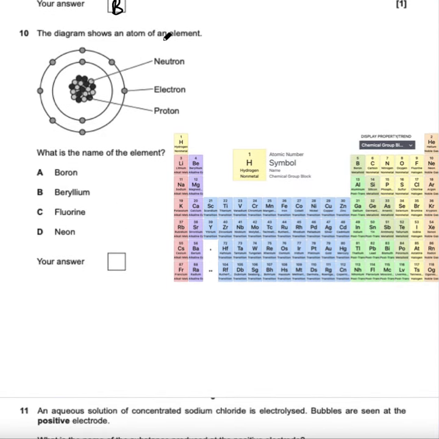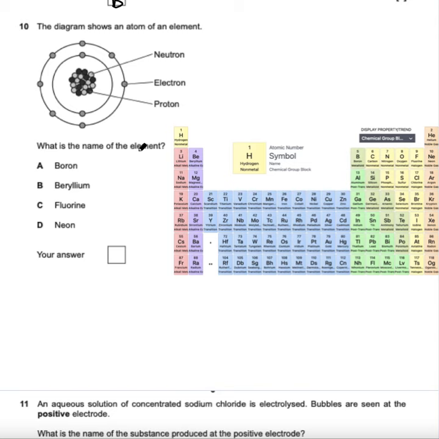The diagram shows an atom of an element. What is the name of the element? Okay, so the elements on the periodic table are written in terms of the number of protons, which is equal to the number of electrons. It's hard over here to count the number of protons, but we know they're equal to the number of electrons, and we can just count the electrons easily. That's 1, 2, 3, 4, 5, 6, 7, 8, 9. So we've got 9 electrons. That means we have 9 protons.